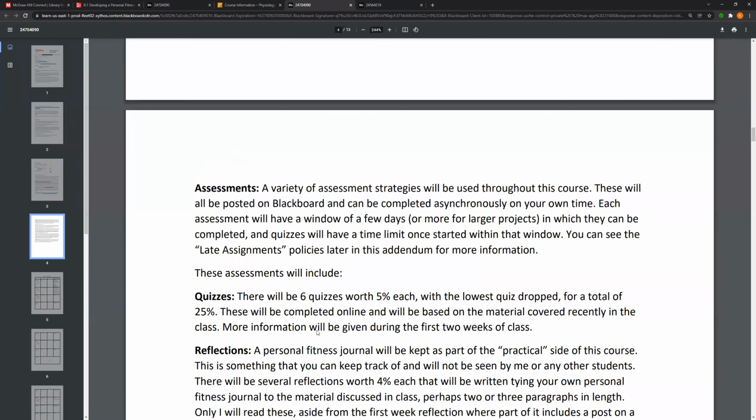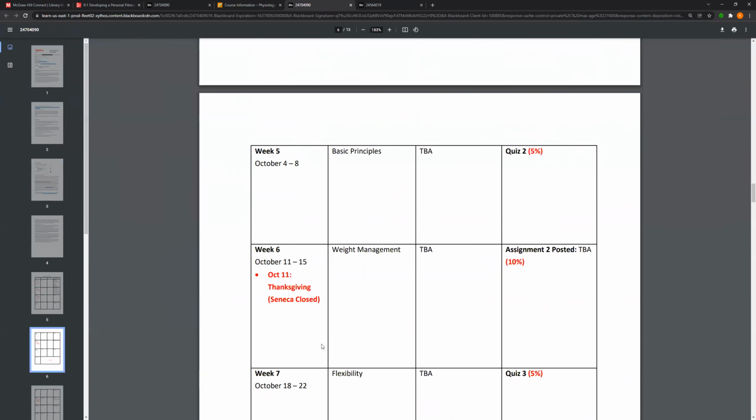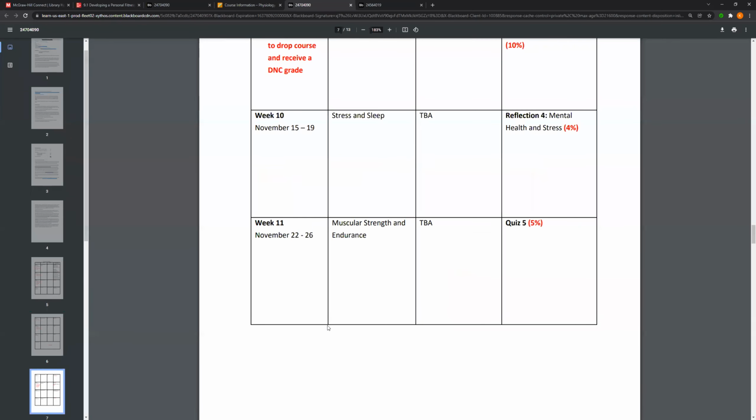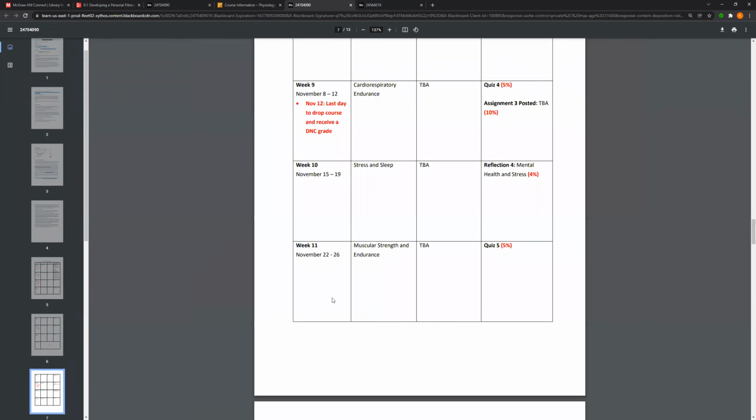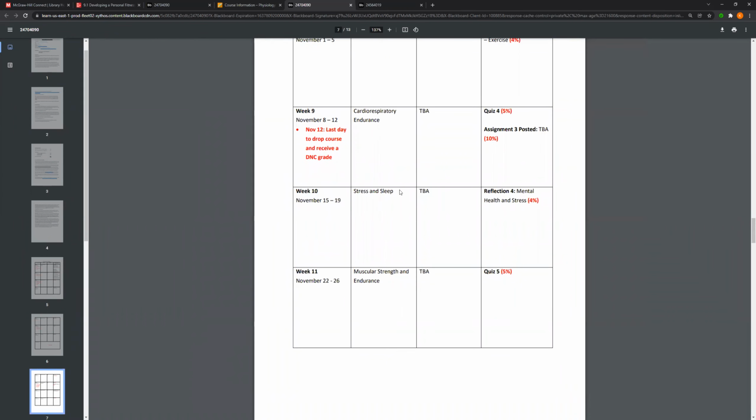Where we currently are in the course, I'm scrolling down, is over here, week 11. Now, I'm going to get the notes for stress and sleep, muscular endurance up in the next few days, as well as a recording. I've been finally getting through those recordings and posting them at least a couple days before the quiz. But remember, it's not covering anything that isn't in the textbook. So as long as you read the textbook, you are good.